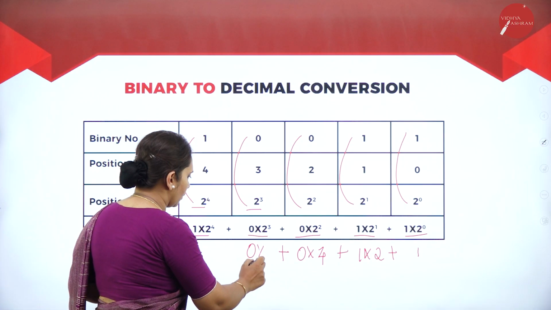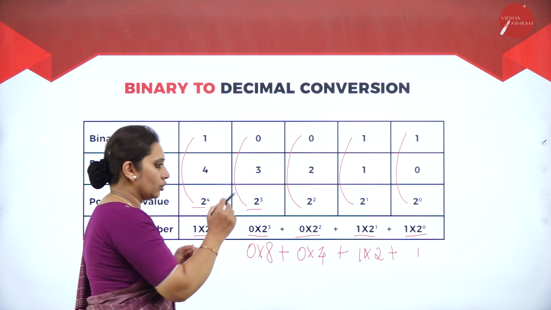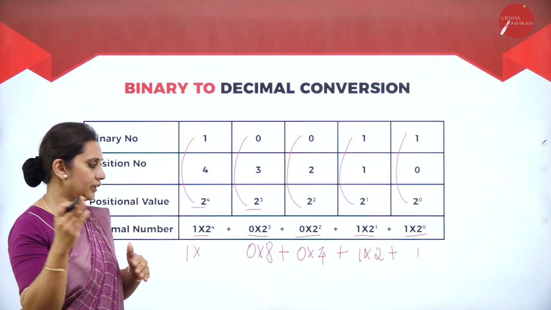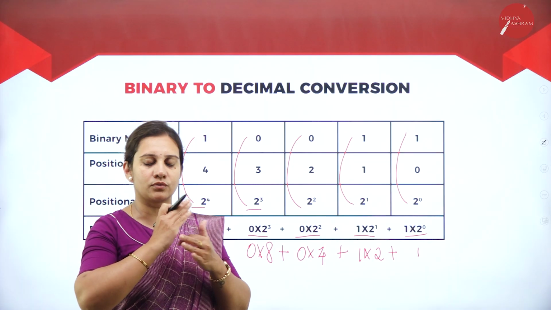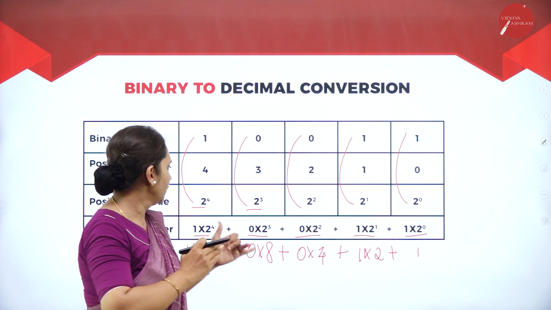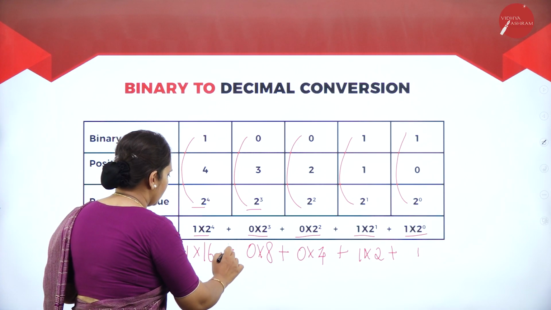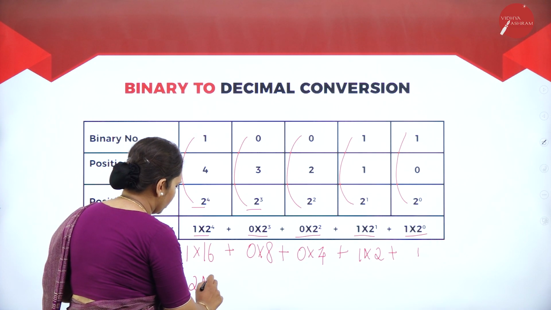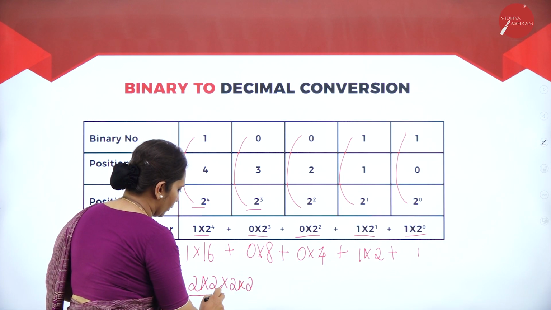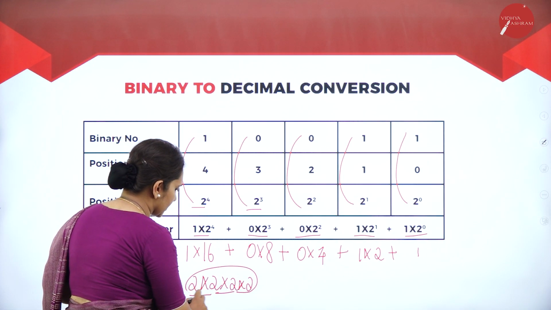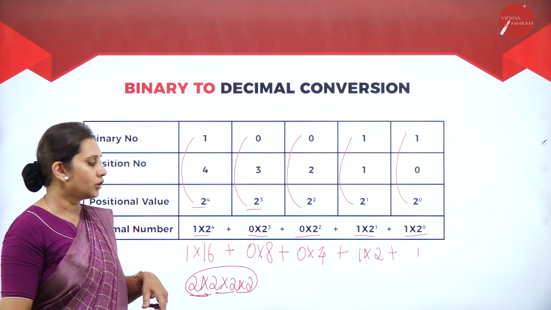Again 0 into 8. Again here, 1 into 2 to the power of 4. I need to multiply 4 times: 2 twos are 4, 4 twos are 8, 8 twos are 16. I get 16 here. That is 2 into 2 into 2 into 2, which is what we call the power of 4.